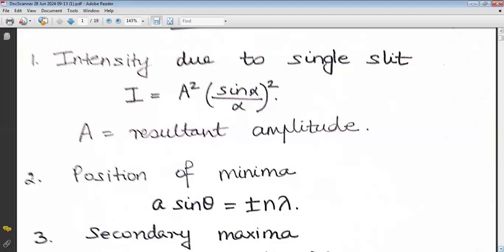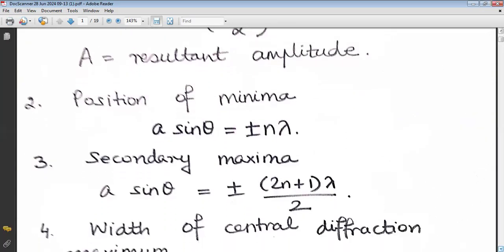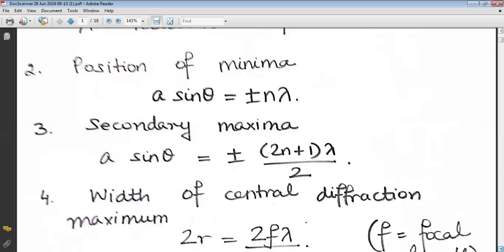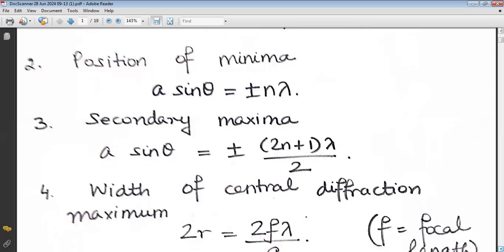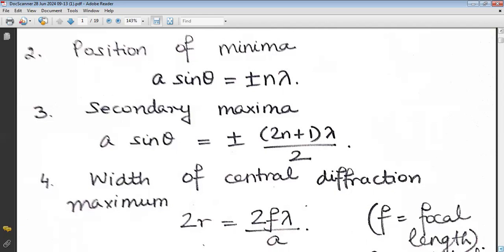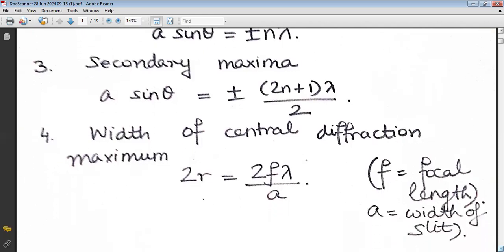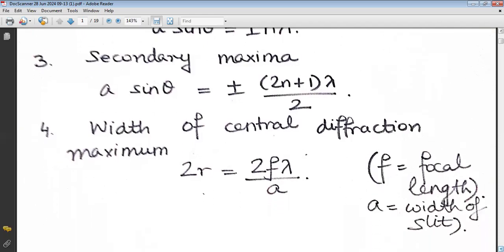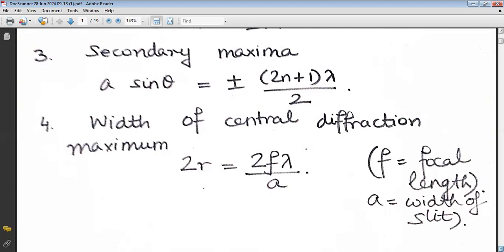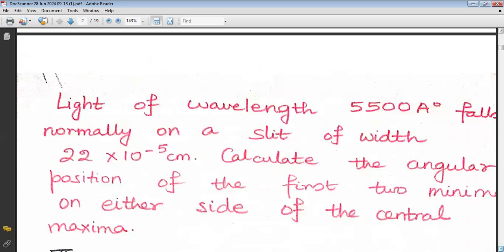Position of minima due to single slit is given by a sine theta equal to plus minus n lambda, where a is slit width, n the order of the minima which you are going to take, lambda the wavelength. For secondary maxima, a sine theta is equal to plus minus (2n plus 1) lambda by 2. The width of central diffraction maxima is given by 2 into focal length into wavelength divided by slit width. Let us begin with the numericals.